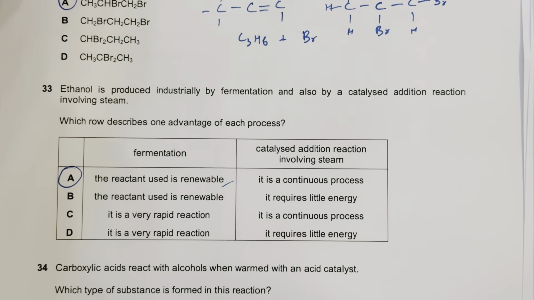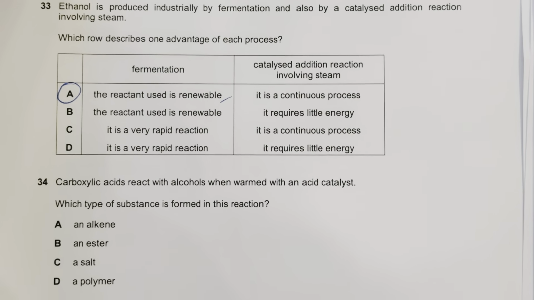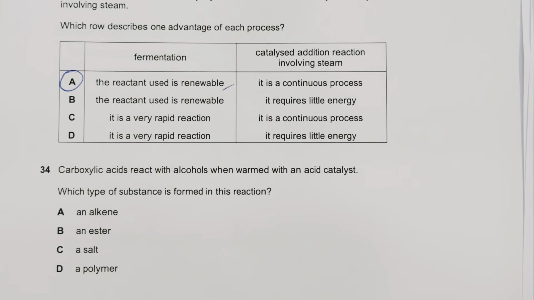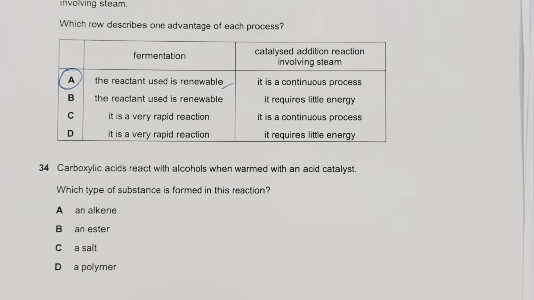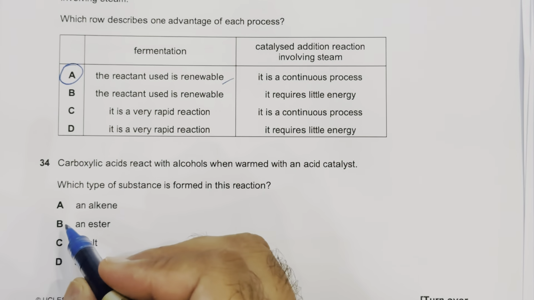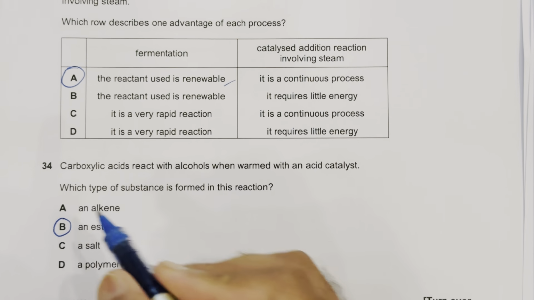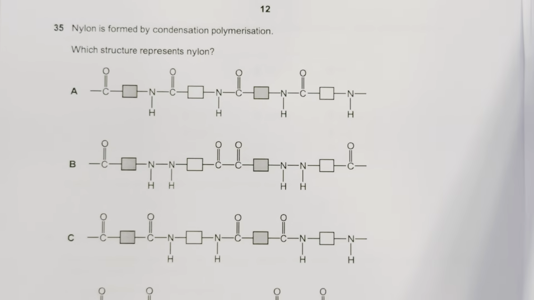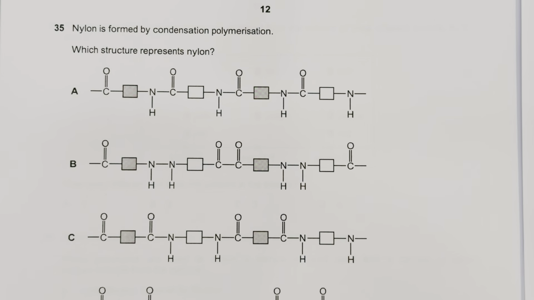Moving to question number 34. Carboxylic acid reacts with alcohol. This is the structure that was given in question number 31. When warmed with an acid catalyst, which type of substance is formed? So we know that an ester is formed when a carboxylic group is added to the alcohol group. So option number B is the correct option. Ester is formed.